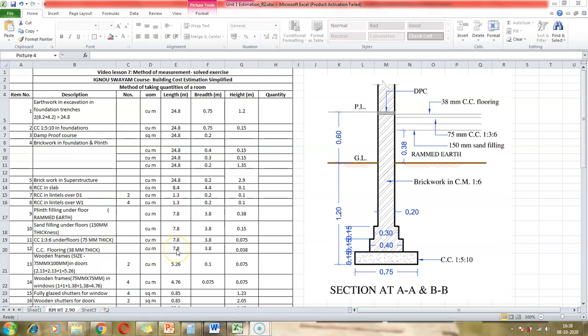Again, we take the internal dimensions of the room, 7.8 by 3.8, and then we know that it is 38 mm thick cement concrete flooring, and so for our purpose we use it as 0.038, because we are using the measurement of meters. So that is the substructure. We've been looking at how to take the quantity of the substructure. Now we move on to the superstructure, and we will be looking at the dimensions of the doors.